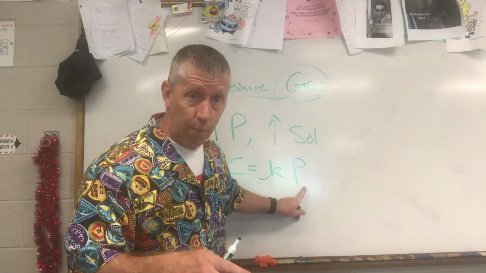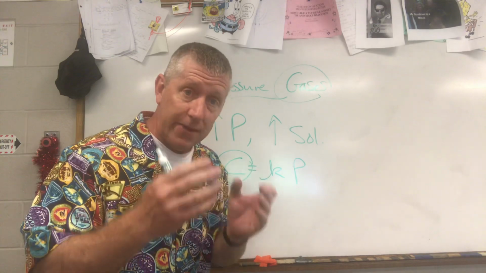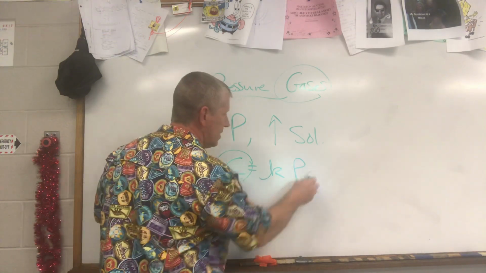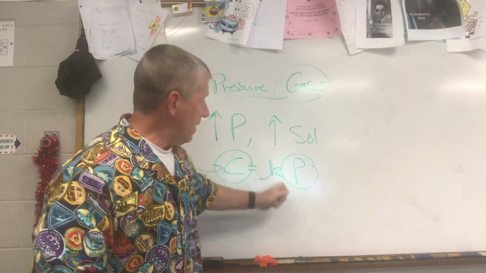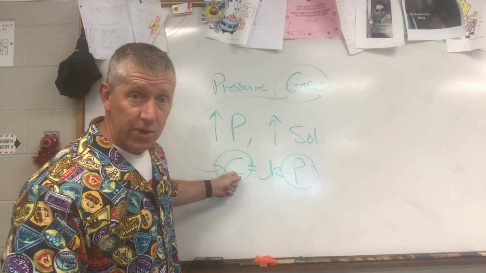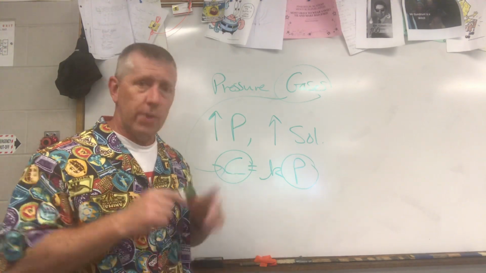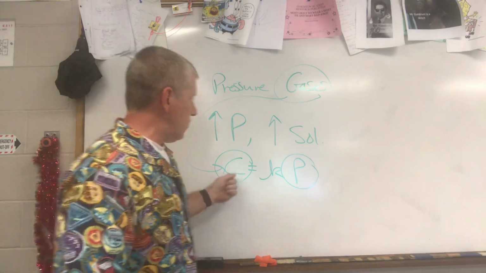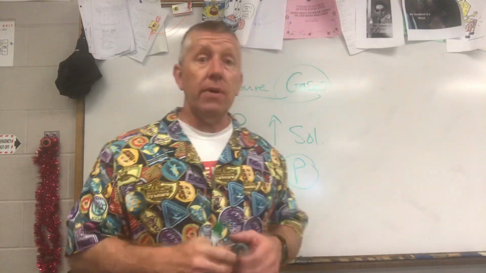Here's what I want you to know. Concentration of your dissolved gas is directly related to pressure. They are directly related. In other words, if you double the pressure, you double the concentration of the gas dissolved in that liquid. Okay, they're directly related. That's Henry's law. Henry's law just says there's a direct relationship between putting pressure and how much gas you can get dissolved. If you triple the pressure, you'll triple the amount of gas you can dissolve in that solution.